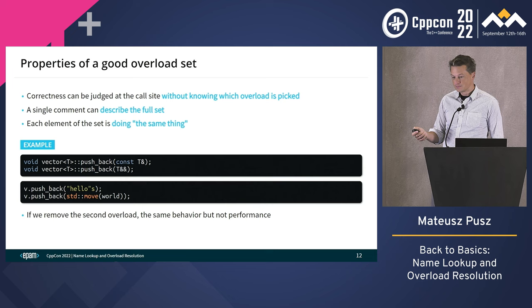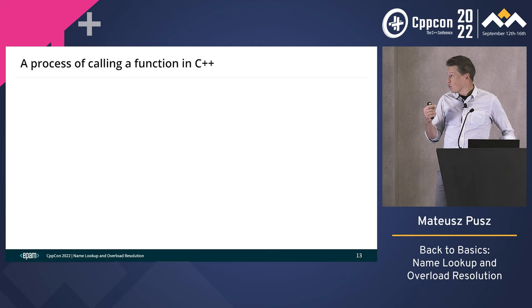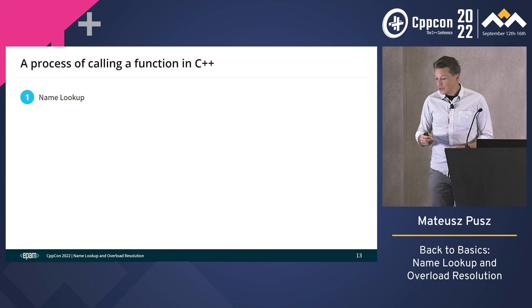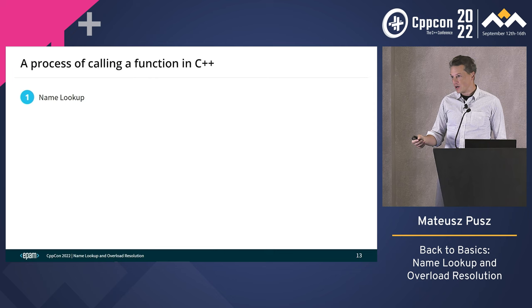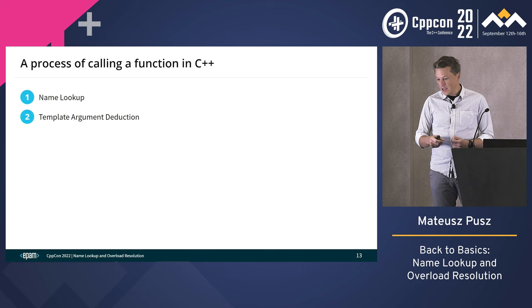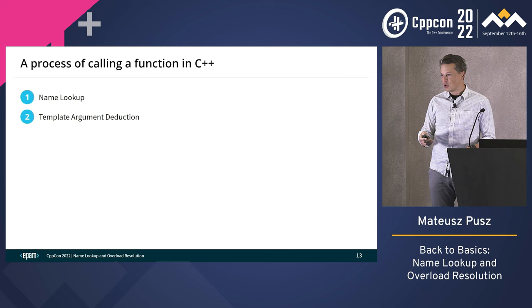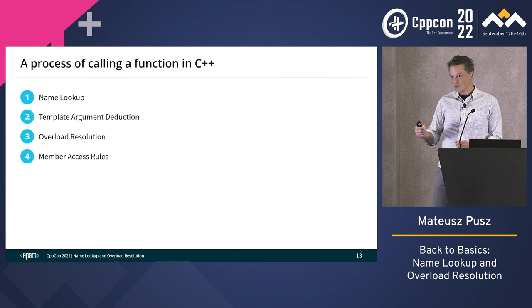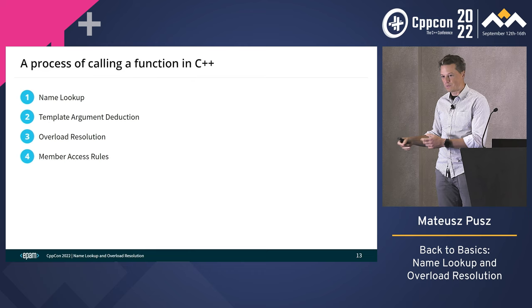All right, so this was the rationale for why we have to pay for this extremely expensive feature. And now let's talk about how this feature actually works. A name lookup is the first step of the process of calling a function. In this step, we are looking for all of the names that we can find and providing a list of candidates. Right after this process, we are doing template argument deduction to deduce the arguments for function templates. Then we are doing the overload resolution that we are going to address today as well. And only after that, we are checking the member access rules. So for example, private members cannot be called if you are outside of the class context.